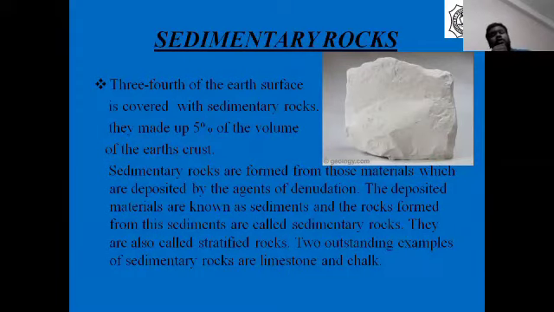They are also called stratified rocks. Why are they called stratified rocks? In sedimentary rocks, you'll find different layers. Two outstanding examples of sedimentary rocks are limestone and chalk. These are two important sedimentary rocks.